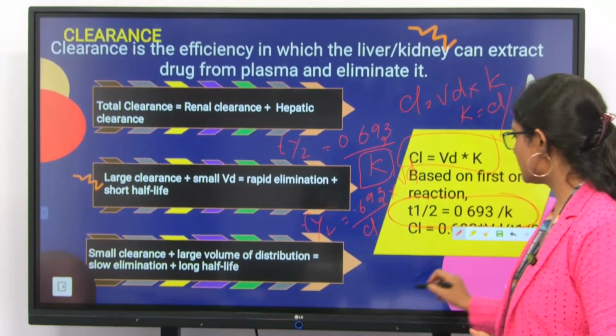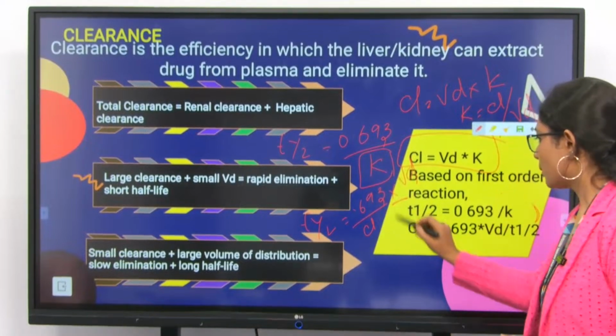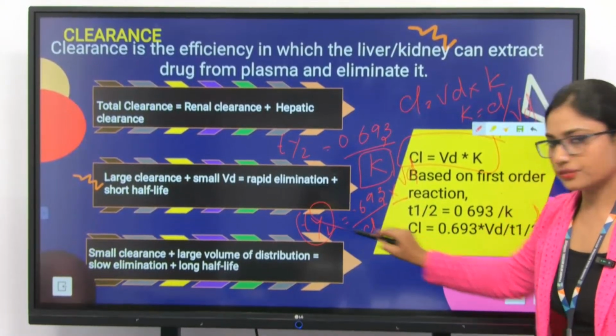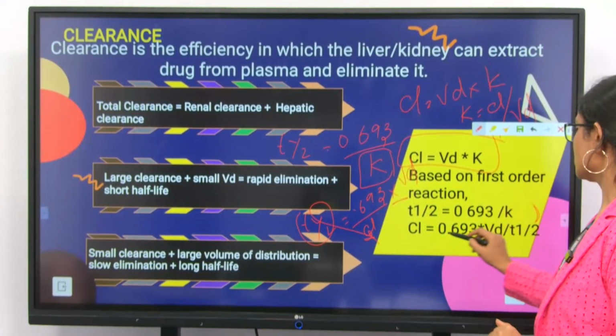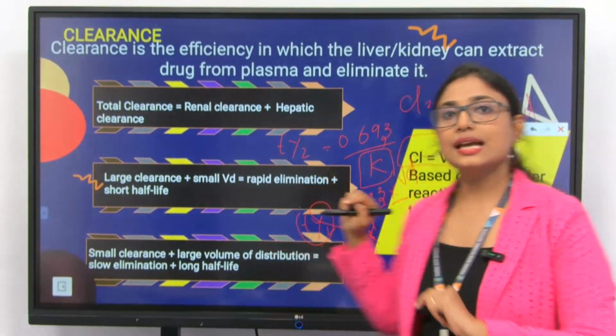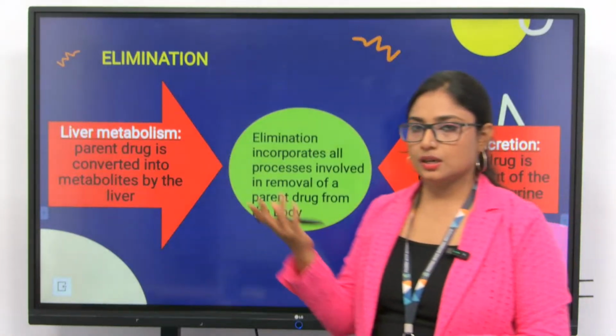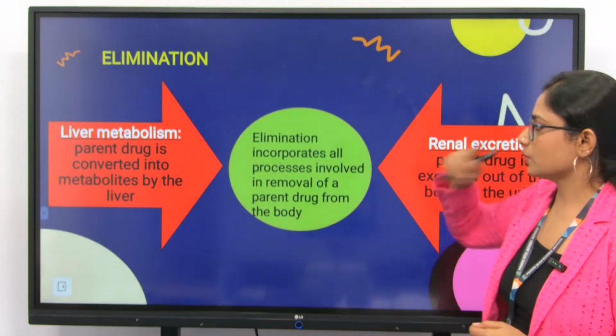So what is clearance based on first order reaction? Clearance is equal to 0.693, and you can take this T half down, so 0.693 into Vd divided by T half. So this is the basic equation for clearance. There are many equations for clearance, and this is one among them.